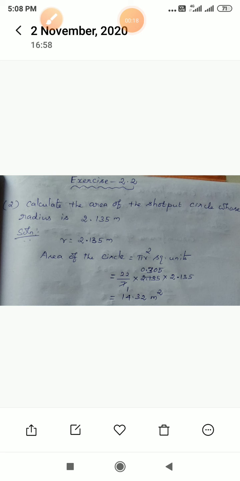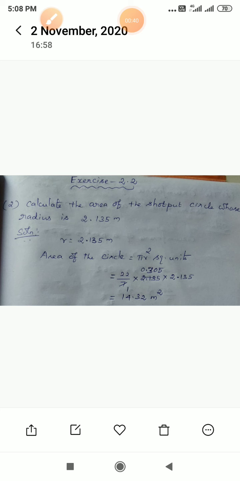The formula for area of the circle is equal to pi r square units. The value of pi is 22 by 7, into 2.135 into 2.135. We divide the numbers 7 and 2.135 by the 7 table. 7 ones are 7, 0.305 times 7s are 2.135.